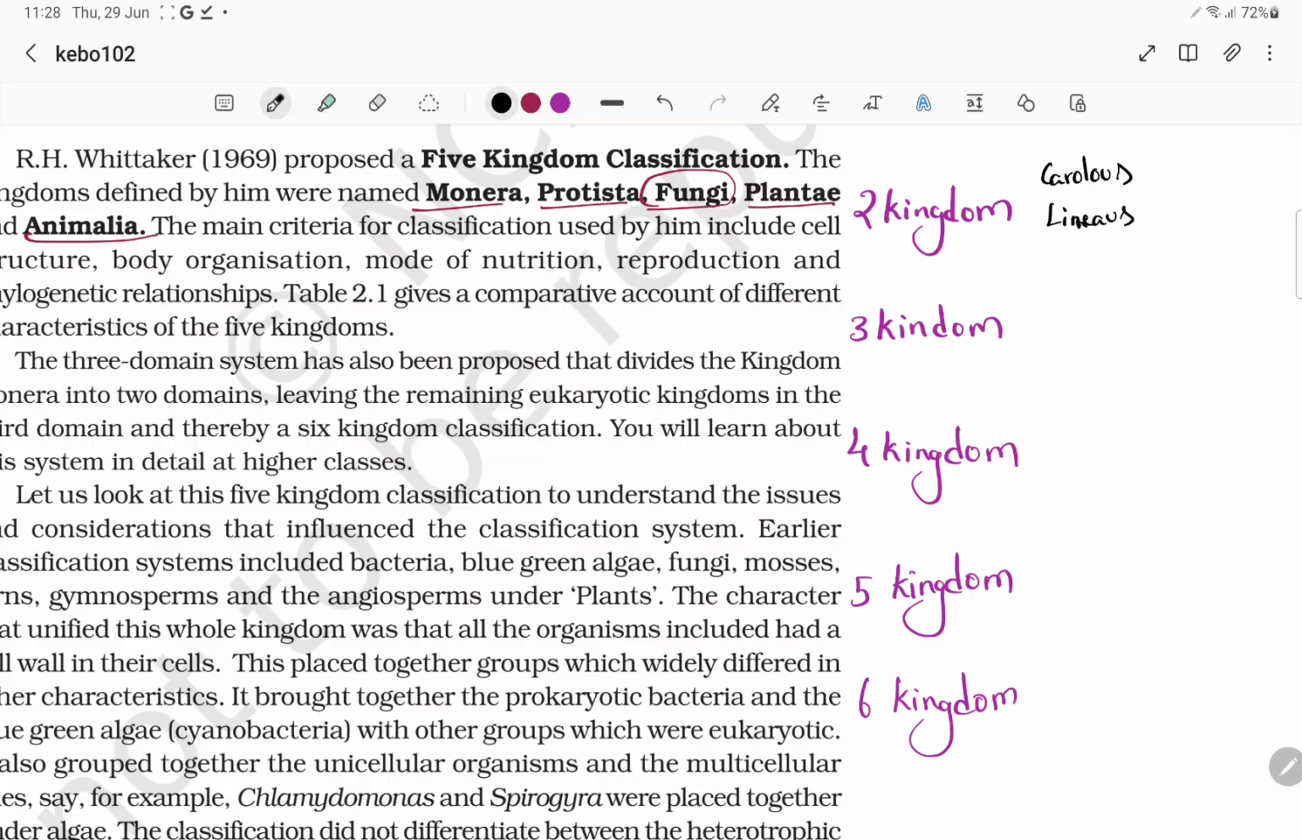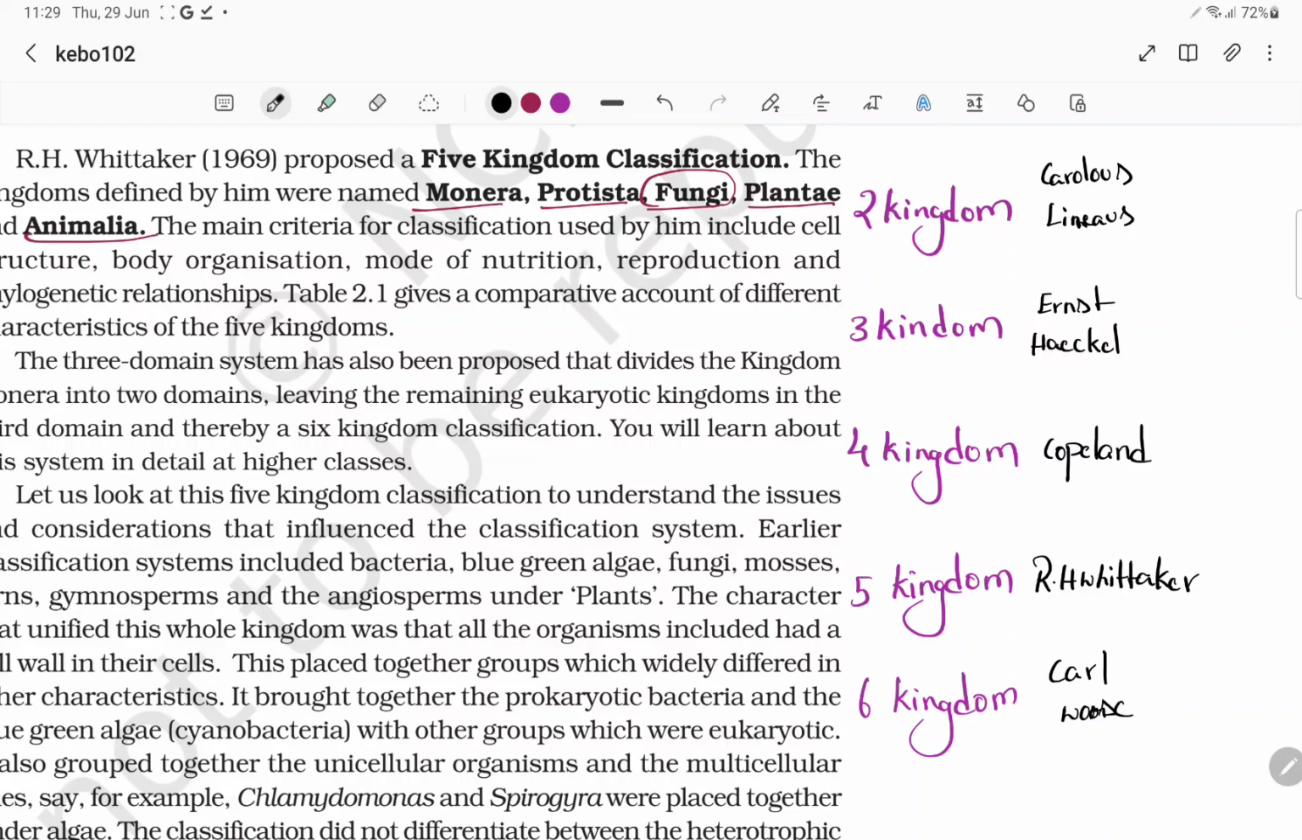And coming to the 3 kingdom system of classification, this is given by Ernst Haeckel. And the 4 kingdom system was given by Copeland. And the 5 kingdom system was given by R.H. Whittaker. And the 6 kingdom system was given by Carl Woese.